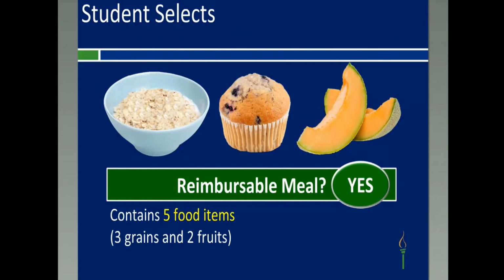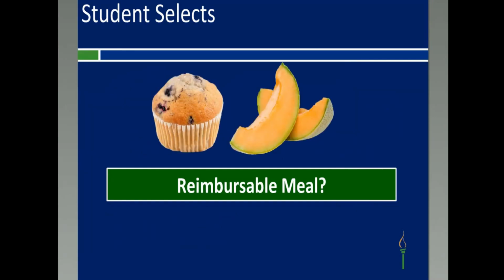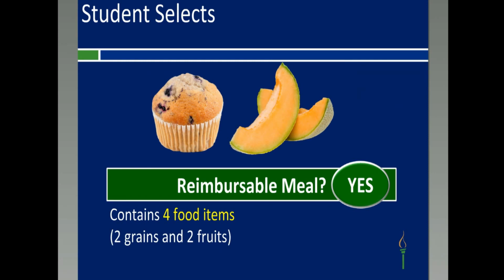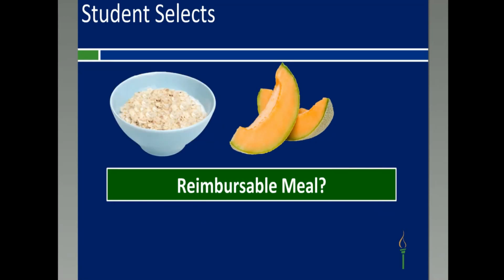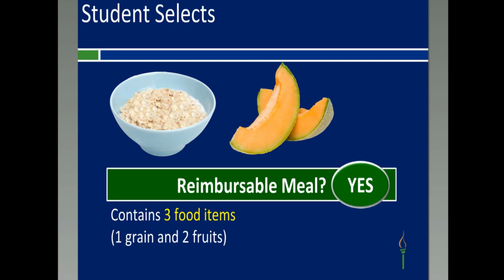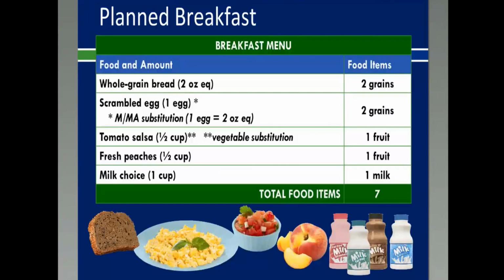Here we do have a reimbursable meal. They took that full cup of fruit, so they're counting that as 2 fruits, and they're taking 3 greens. This would also be reimbursable since they are taking 4 food items, the 2 food items in the grain and the 2 food items in their fruit. Here we have another reimbursable meal. They're taking 1 grain and 2 fruits.